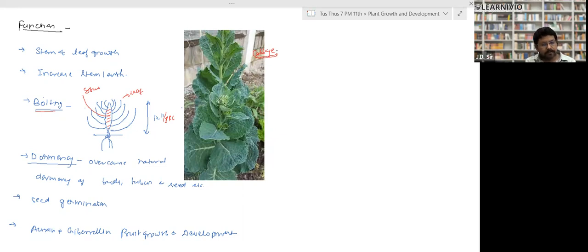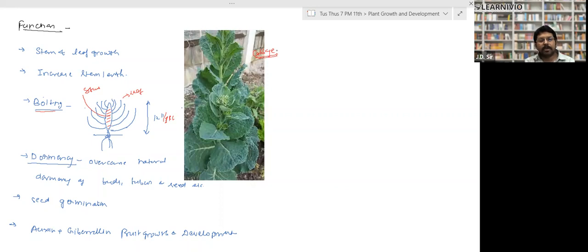They help to come out of dormancy of buds, tuber, or seed.